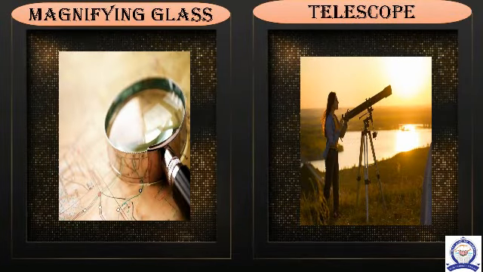The magnifying glass is the simplest of all optical instruments. It consists of a convex lens, that is, a lens that bulges outwards on both sides. The lens is mounted in a metal or plastic frame with a handle, and produces magnified images of the objects being viewed.